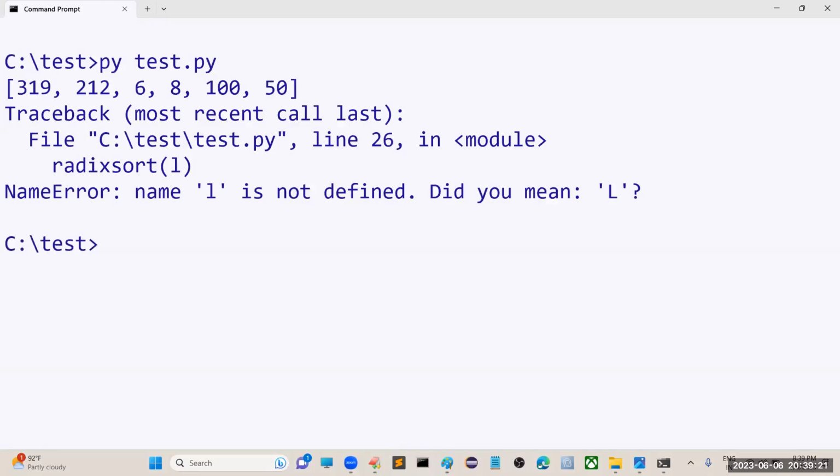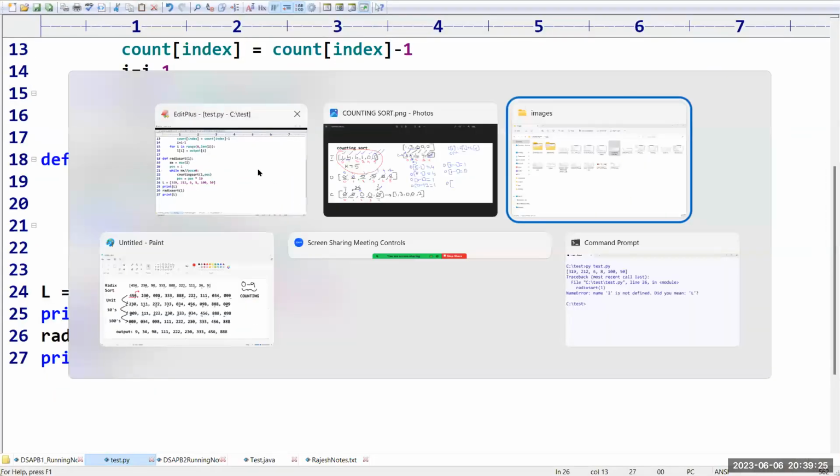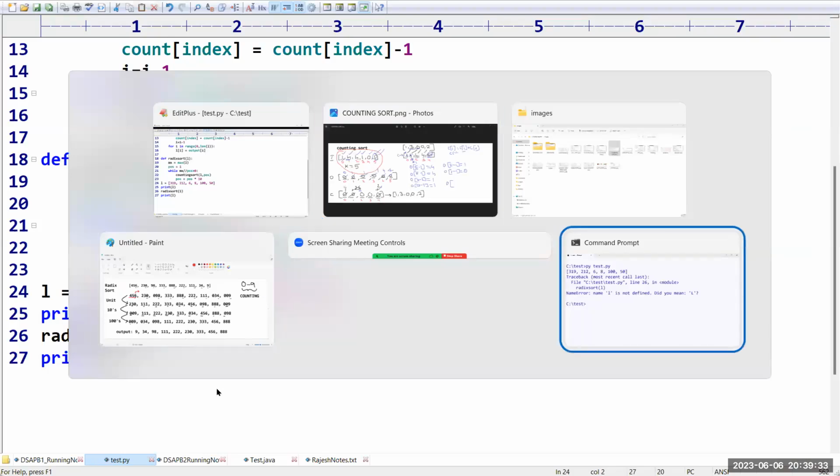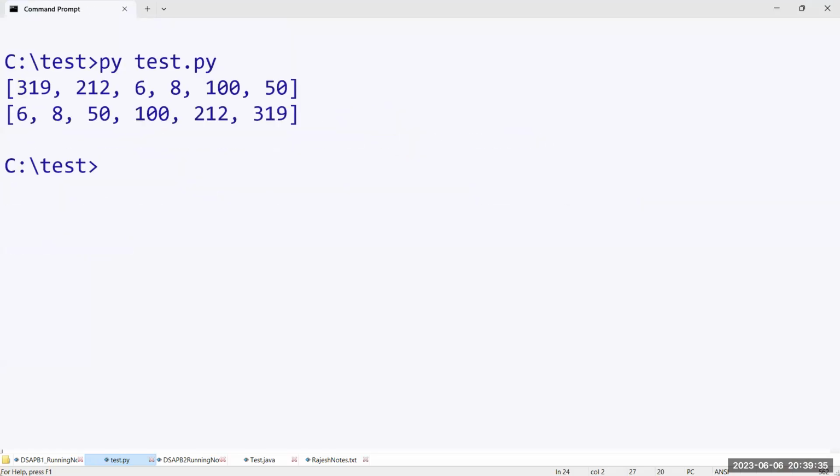Py test.py. L is not defined. Do you mean L? So somewhere we have written a spelling mistake. Now let us see how it is going to work. Now you can see the data is arranged in ascending order, right?